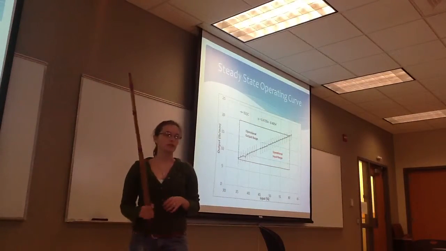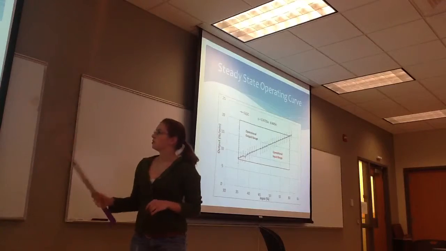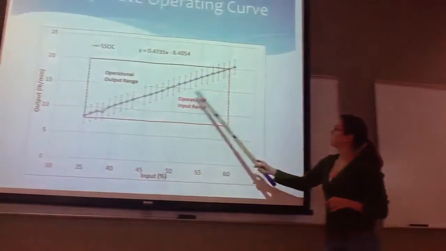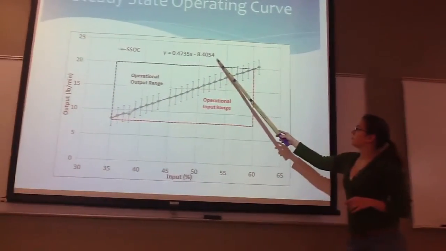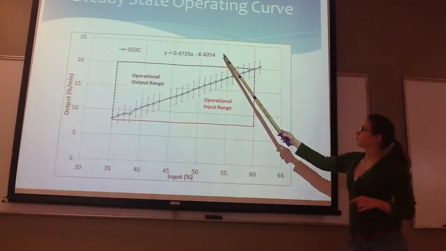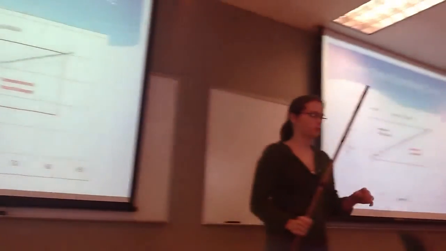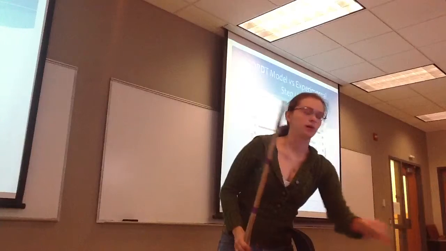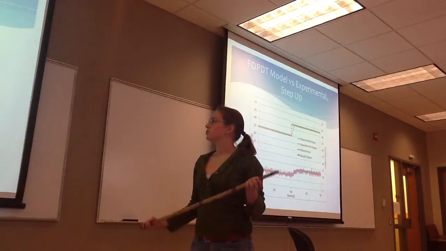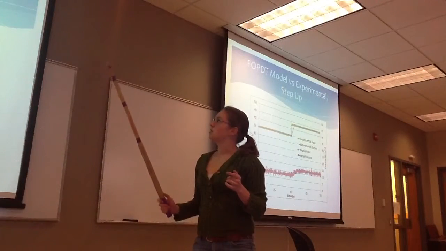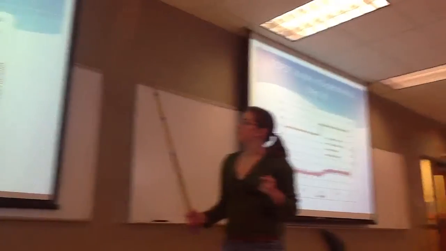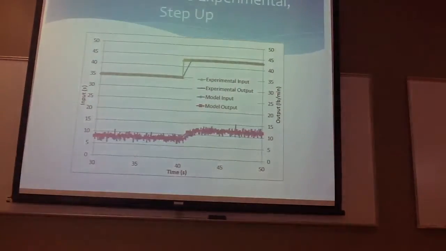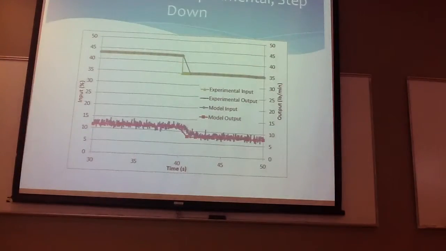For the steady state operating curve, you see that it's mostly linear. This is the trend line that Excel produced. You can use that to get extra values. This is the FOPDT model for the step up and the step down.